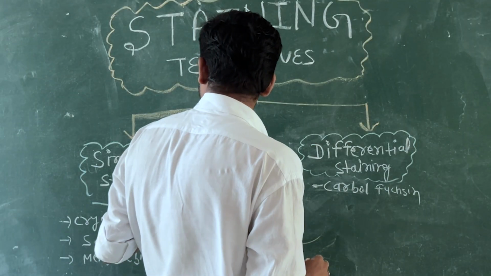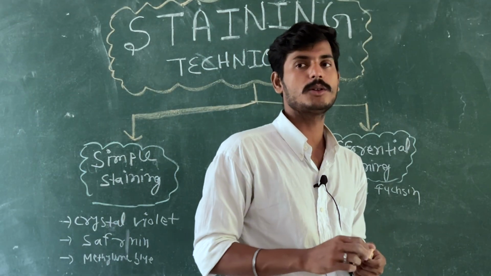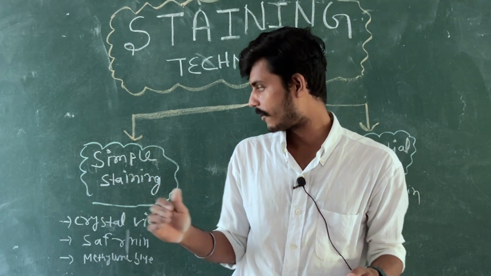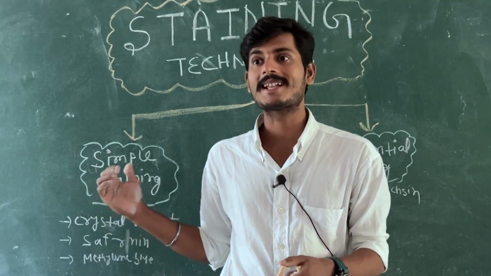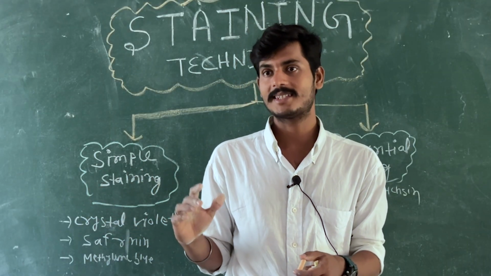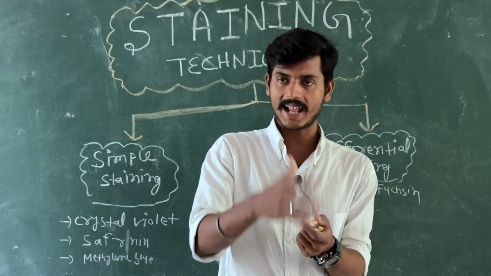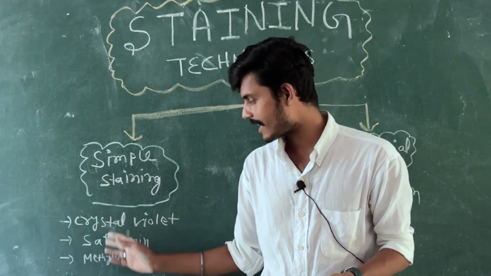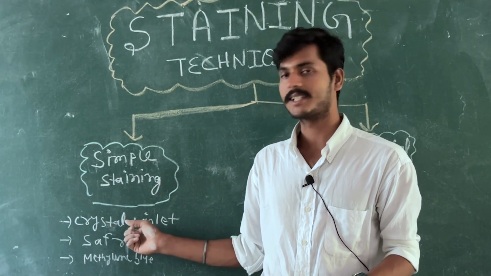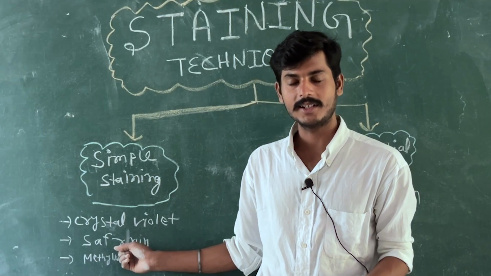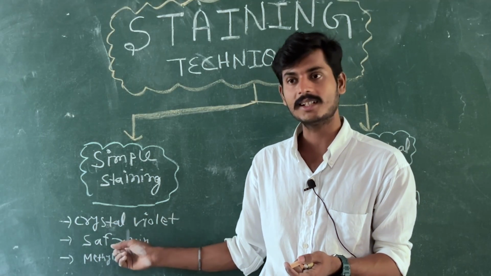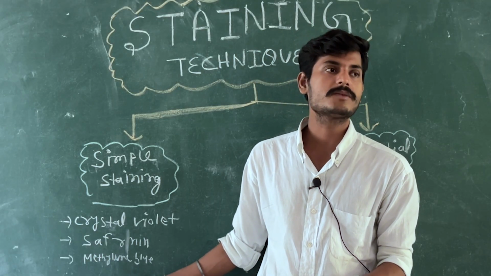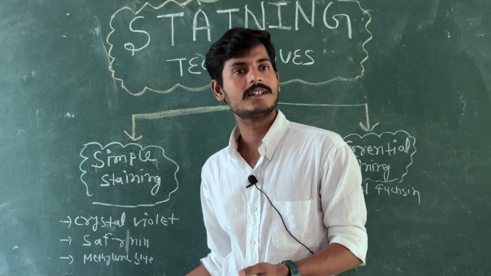Second thing is that in the simple staining, we are only able to see the size, shape, all these things of a bacteria, and we can also differentiate between the gram positive, gram negative. That comes under the simple staining, and these are the stains. First one is called crystal violet. Second one is the safranin, the counter stain. We discussed these both things in the gram staining technique. And another we have the methylene blue. It is used for the acid fast bacteria.